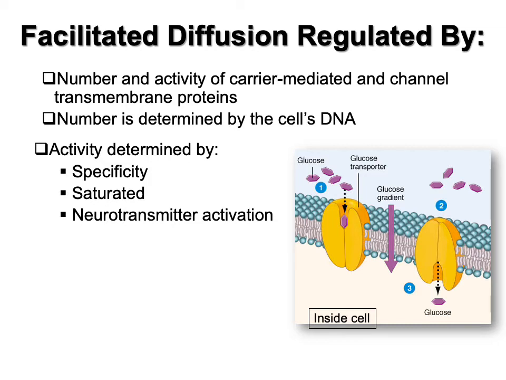Therefore, a carrier-mediated transmembrane protein designed to only transport amino acids cannot transport glucose. And a channel protein designed to only allow the passage of potassium ions cannot allow calcium ions to pass through. Saturation also plays a role, particularly with carrier-mediated transmembrane proteins, as they can only transport so much within a given time frame. And the stimulation of channel transmembrane proteins by a neurotransmitter has a significant effect on that protein's activity.